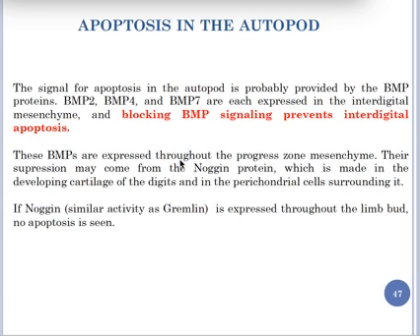One of the BMP inhibitors is gremlin, but it seems like we also have another factor called Noggin. Noggin factor is also a BMP inhibitor. So for example, if Noggin, which has a similar activity to gremlin, is expressed throughout the limb bud, no apoptosis can be observed in this case, since Noggin inhibits BMP, so that it inhibits the apoptosis.